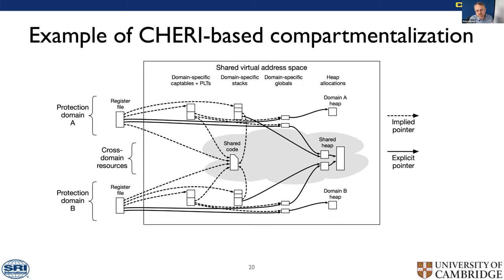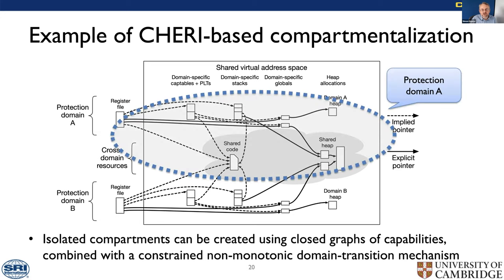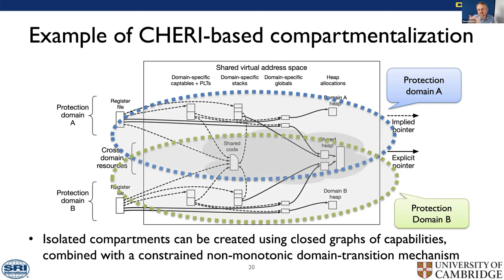The other thing that's very powerful about the CHERI model is very efficient compartmentalization. You can isolate compartments using sets or graphs of capabilities. So you can have one protection domain that has one set of capabilities, and another protection domain that has a different set of capabilities, and potentially also very efficiently share data between those protection domains as appropriate.